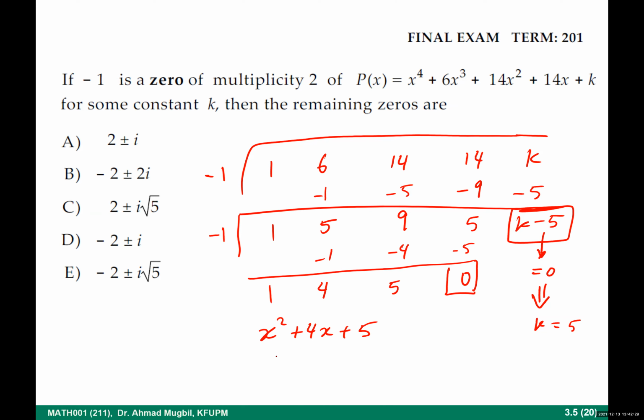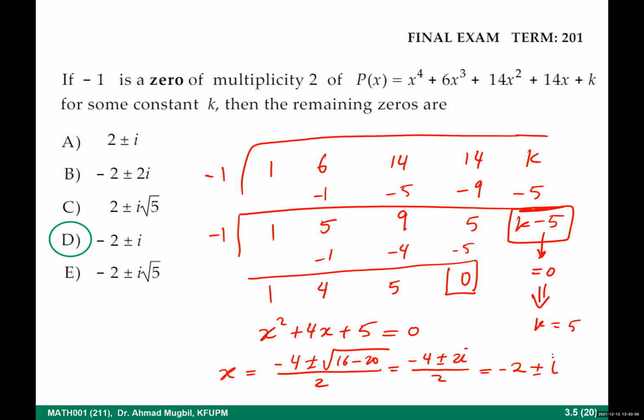In fact, you need to solve it by the quadratic formula, and you will put this equals to 0. This will be -4 plus or minus the square root of 16 minus 4 times 5, 20, over 2 times 1, 2. This is what? -4 plus or minus 2i over 2. This is -2 plus or minus i. Which answer is the right answer? It is D.